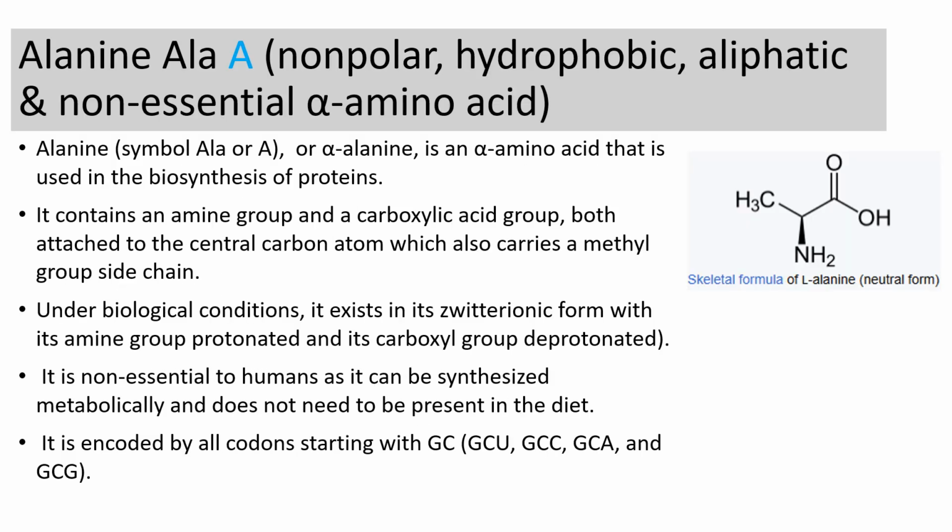Let's talk about each amino acid. We will go in detail. It all depends on how much you remember the structure, but we will be going into details. Alanine, the symbol of alanine is ALA or A. Alanine is an alpha amino acid that is used in the biosynthesis of proteins. Very important. So it's proteinogenic, that's what they are saying.